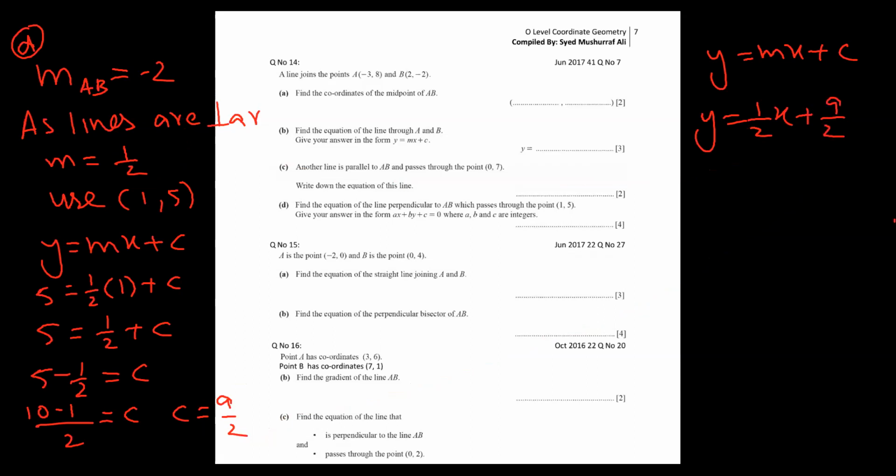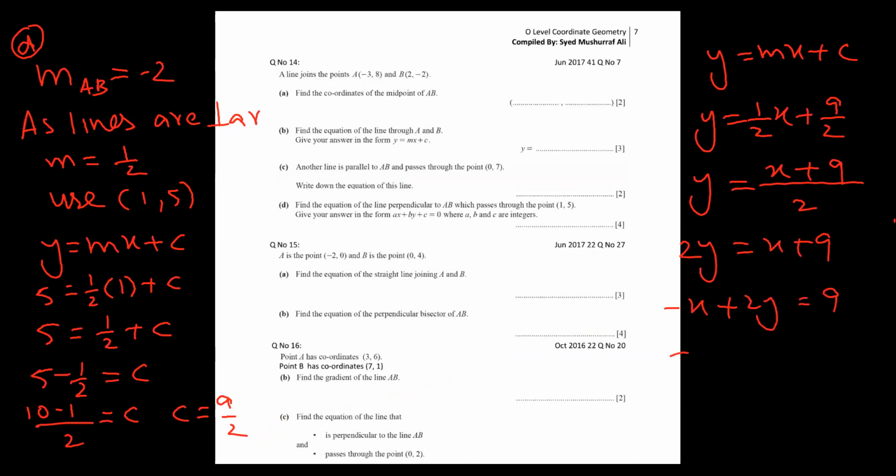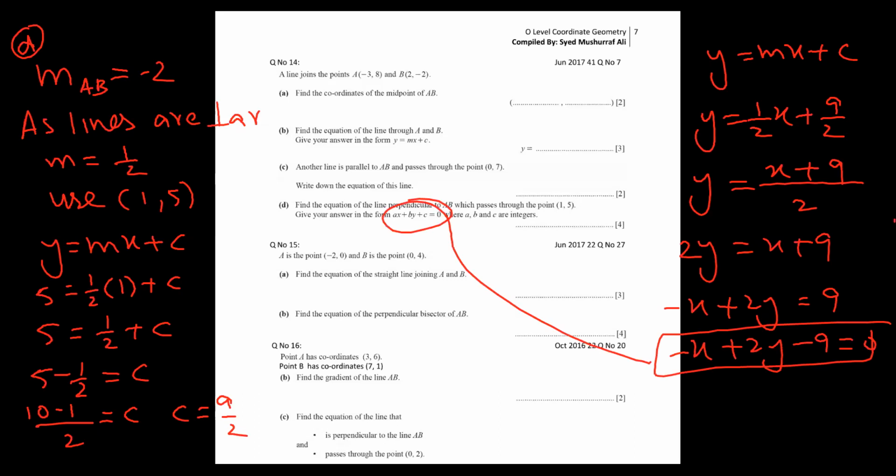Now I can do one thing. Take the LCM, and because these 2s match, I can write x, and 9, and this 2 can multiply there. So I got 2y equals x plus 9. I bring this x here, so minus x plus 2y equals 9. I bring 9 as well here. So it becomes negative, which perfectly matches the format given here. He needs 0 on the right-hand side, and I have 0 on the right-hand side. I think the idea is very clear.